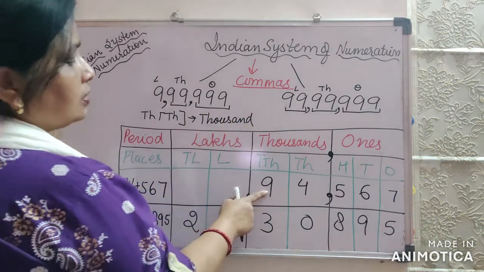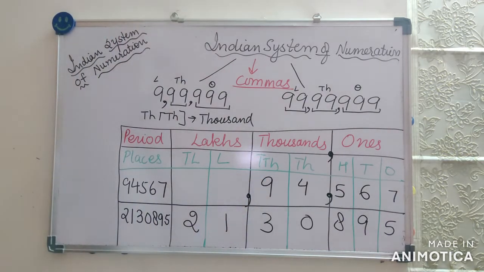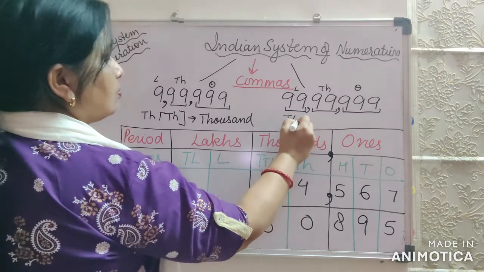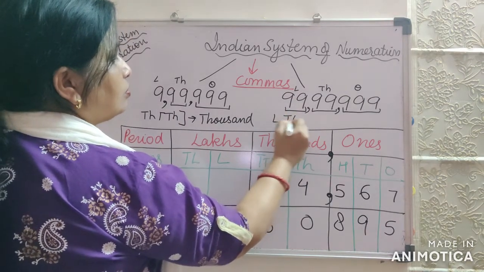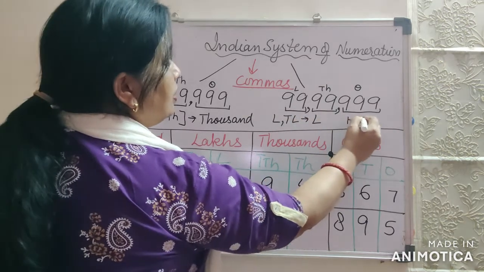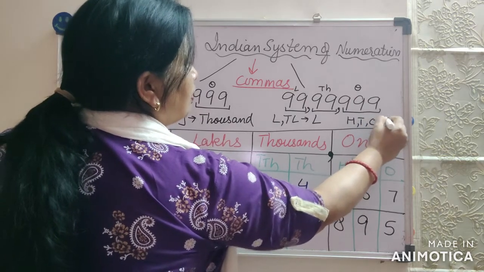So you will say the period of this 9 is thousand, right? And in lakhs, 10 lakh and lakh, it comes in the lakhs period. And in ones, there are 3 places: ones, tens and hundreds. So it comes in the ones period.